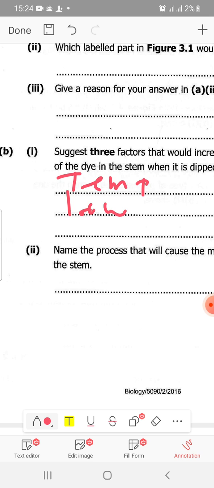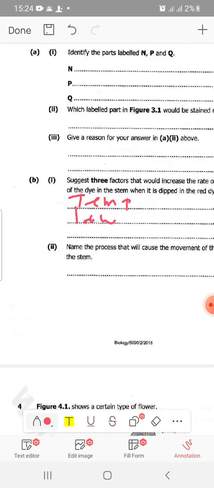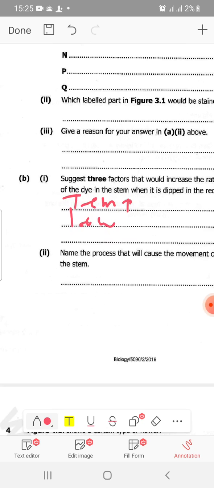When the humidity is low, you expect the rate of reaction to increase. Even here, temperature is high temperature. High temperature can increase the movement of the red dye. Then apart from that, since they wanted 3, can talk about windy, light intensity, high light intensity, all those. Just pick 3, the factors which might affect the rate of transpiration, because transpiration is the process by which the red dye will be transported from the roots to upwards the plants.